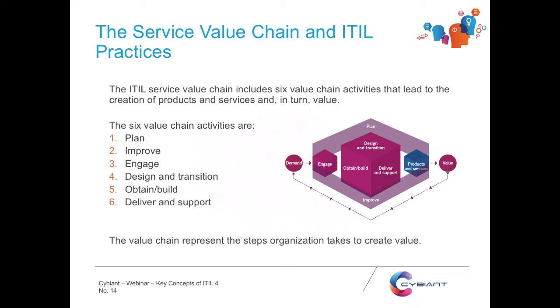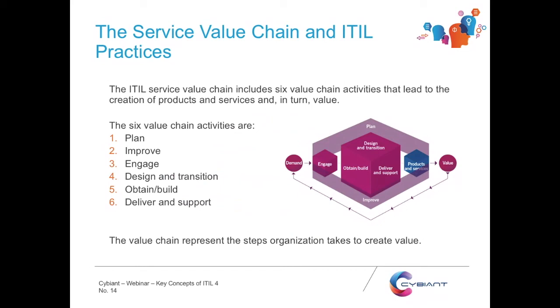Also notice that there's a bit of a feedback loop provided on the screen. So value will change and will also provide new inputs towards demand. So in order, the 6 value chain activities are planning, making sure that you know what you're going to be doing, improving your products and services over time, and then moving through the 4 steps of engage, design and transition, obtain and build, and deliver and support. So each of these different activities are done in order to provide valuable services to end customers.